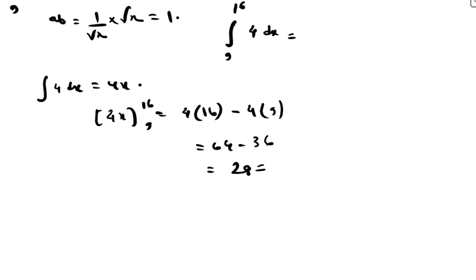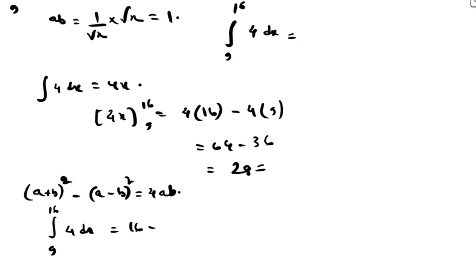Okay, now in many examinations you can do it mentally. Recognize the pattern first. (a + b)² − (a − b)² is equal to 4ab. So the expression becomes the integral from 9 to 16 of 4 dx, that is 16 minus 9 is equal to 7. So 4 into 7, that is 28. This saves a lot of time, right?